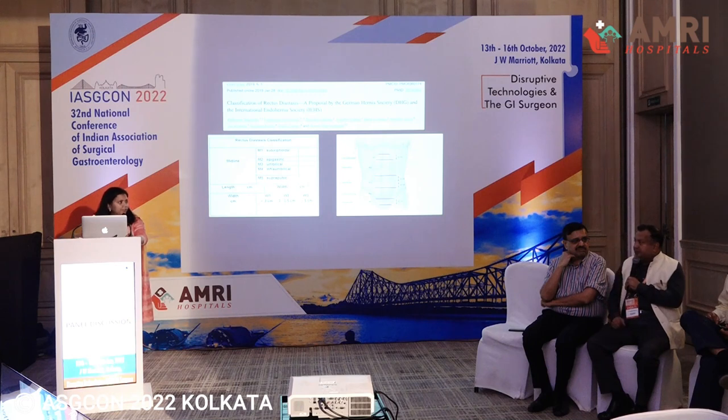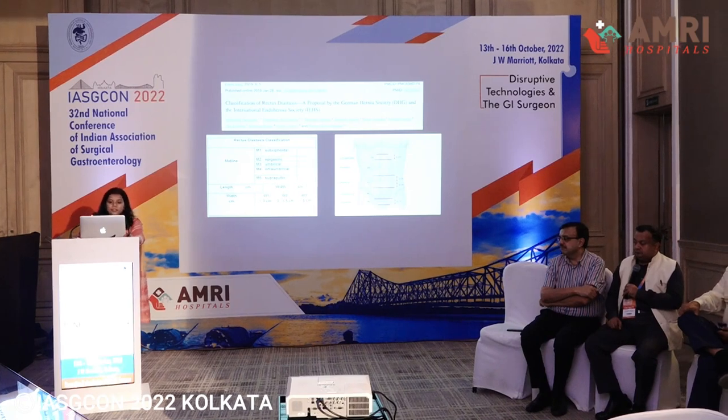Right. Reinpold's group proposed a classification for rectus diastasis from W1 to W3 on the same lines as the EHS hernia classification. More than 5 centimeters is W3, and that's when the tissue actually becomes weak and it almost always needs to be treated.